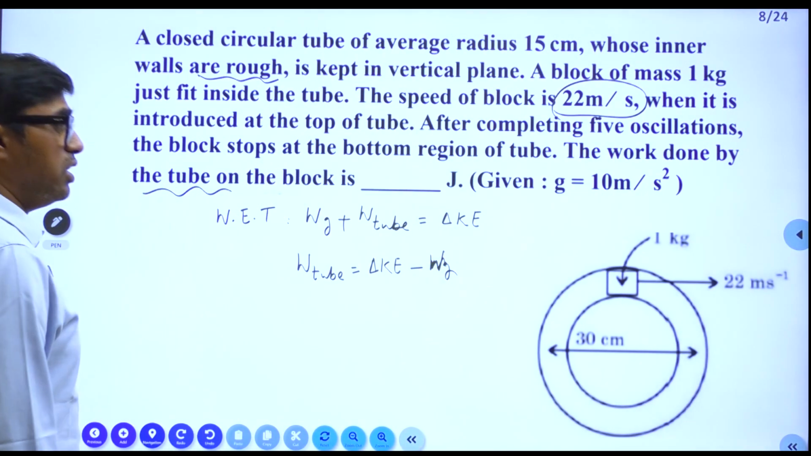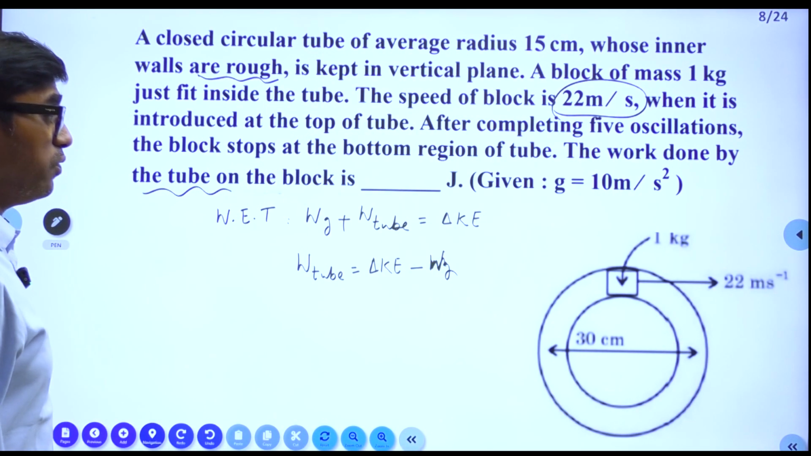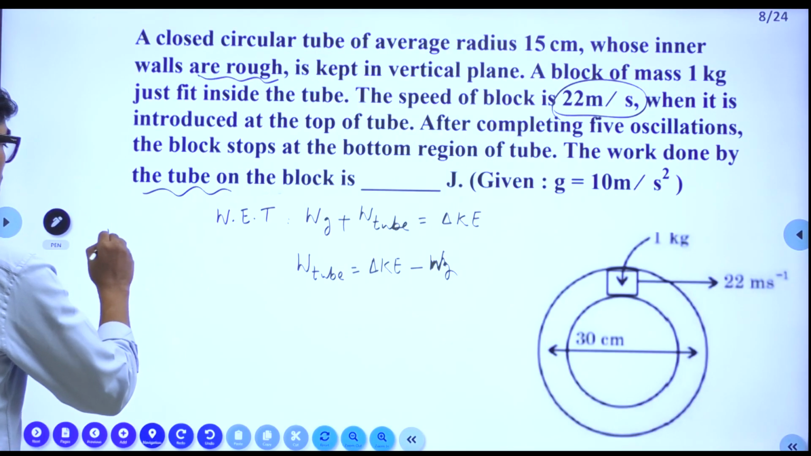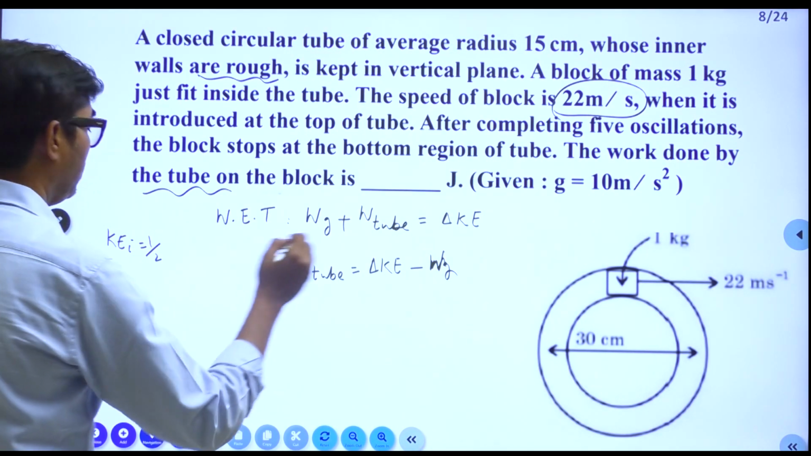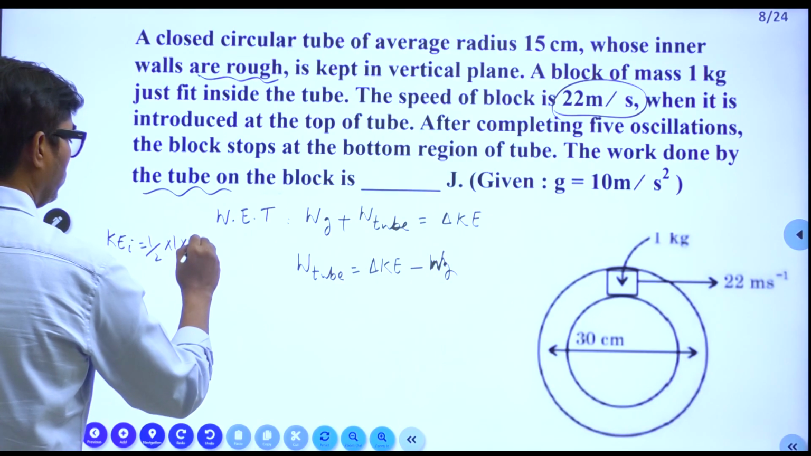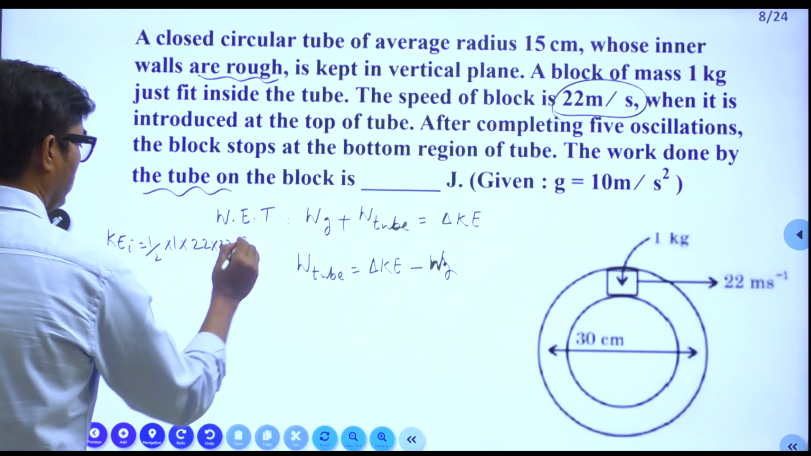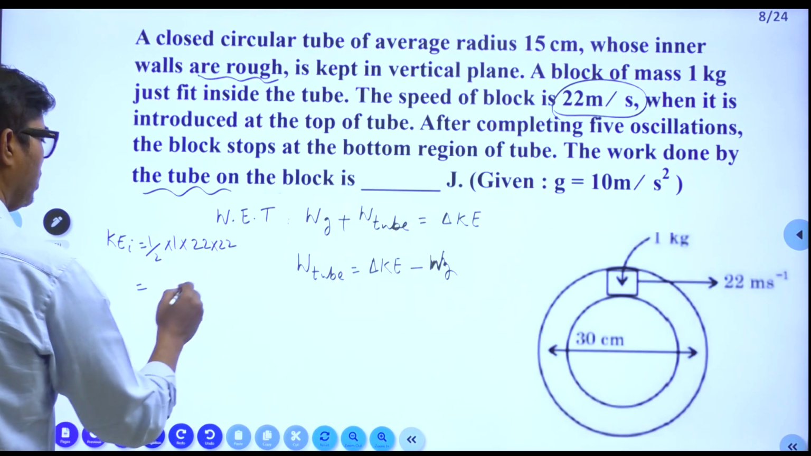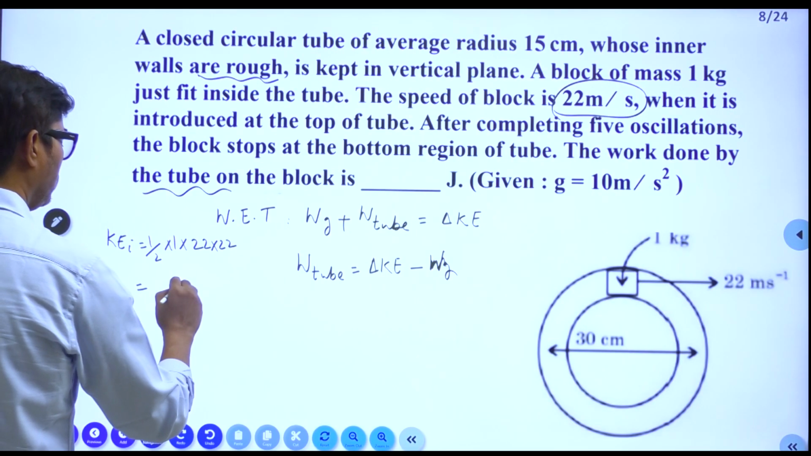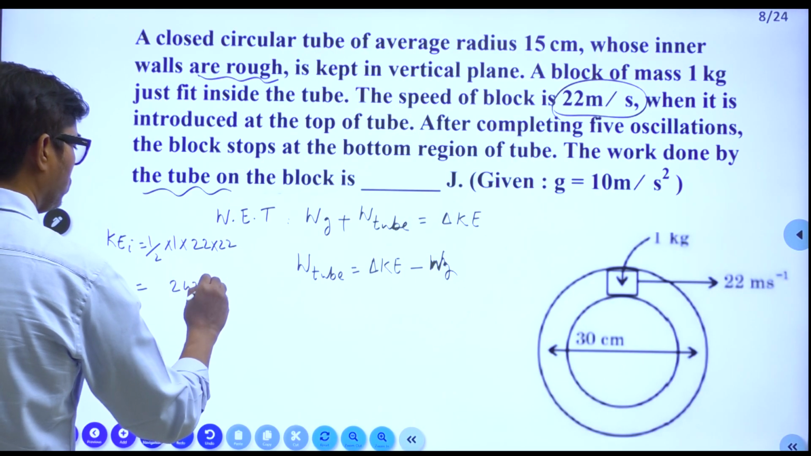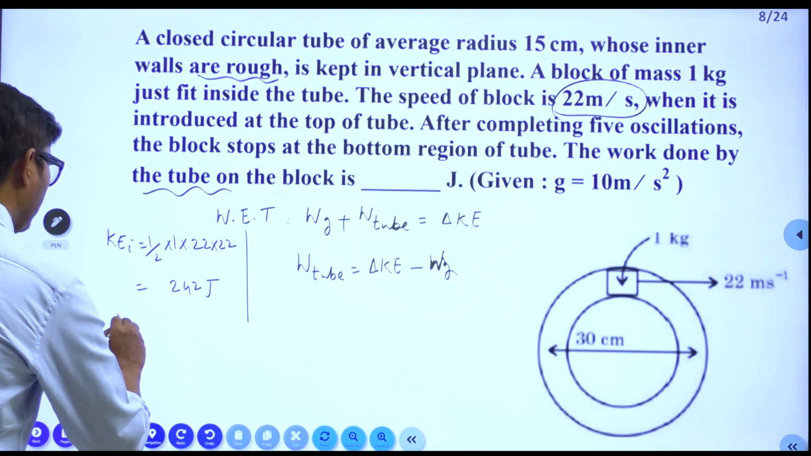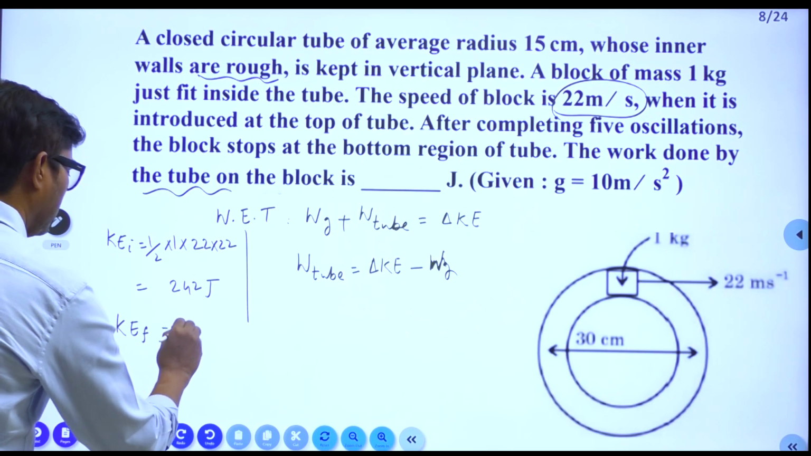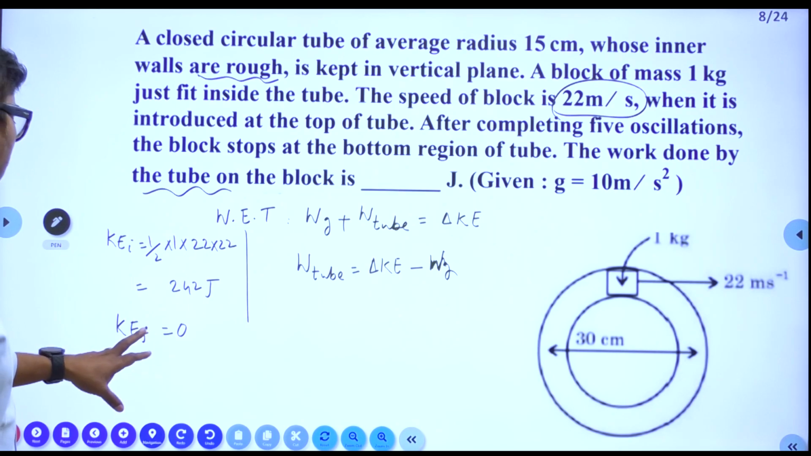Alright. Change in kinetic energy. Initial kinetic energy is half m into 22 squared. What is the initial kinetic energy? Half of mass, they gave us 1, into 22 squared. 22 into 22. So what do I get? 11 2s are 22. So 242 joule. That is the initial kinetic energy. What is the final kinetic energy? 0. It will come to rest finally. So loss in kinetic energy: initial minus final is loss, final minus initial is change there.